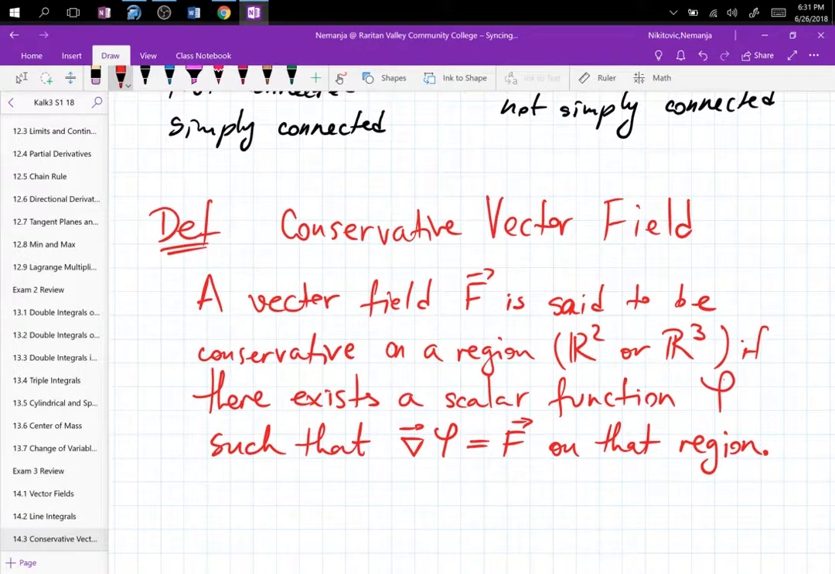I told you that a function can produce the vector field if you use it right in a gradient. So here is the definition for a conservative vector field. You know that if the vector field is conservative, there is a function that generates that field. That's just the definition, right?